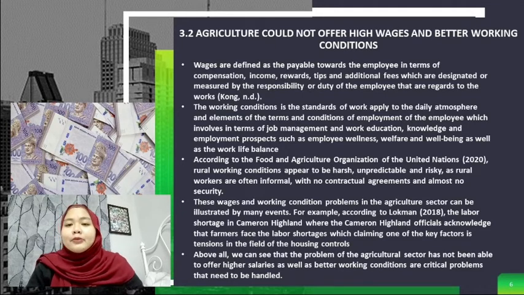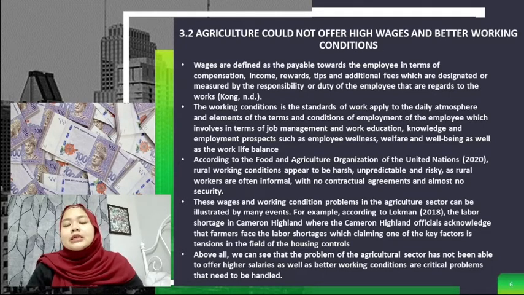employment of the employee. So according to the Food and Agriculture Organization of the United Nations 2020, rural working conditions appear to be harsh, unpredictable and risky, as rural workers are often informal with no contractual agreement and almost no security. These wages and working conditions problems in the agriculture sector can be illustrated by many events.